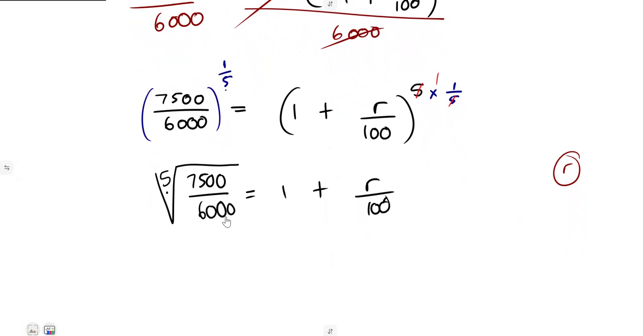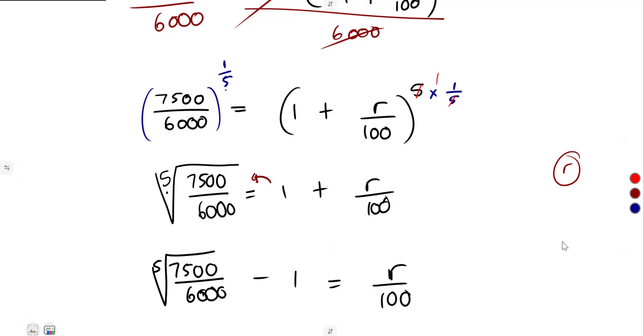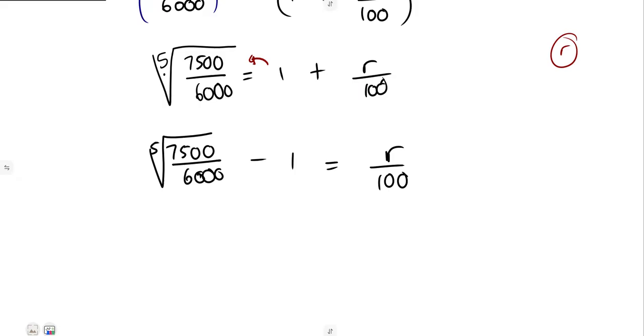So this is it. To find the value of r, what can we do? We have got the 1 that is here. So we can move this 1 to the other side. It's going to be a negative. So it means for the fifth root of 7,500 over 6,000, we're going to subtract 1 from it, and thus we remain with r over 100.